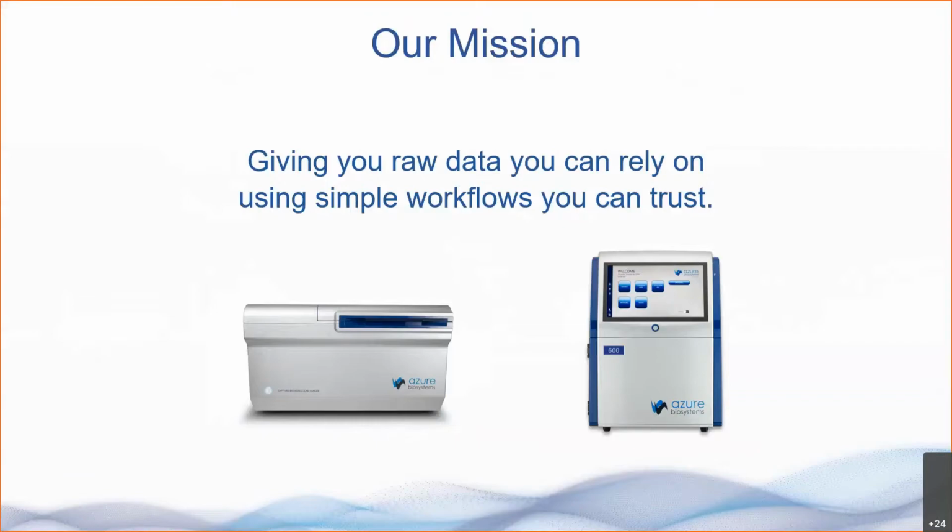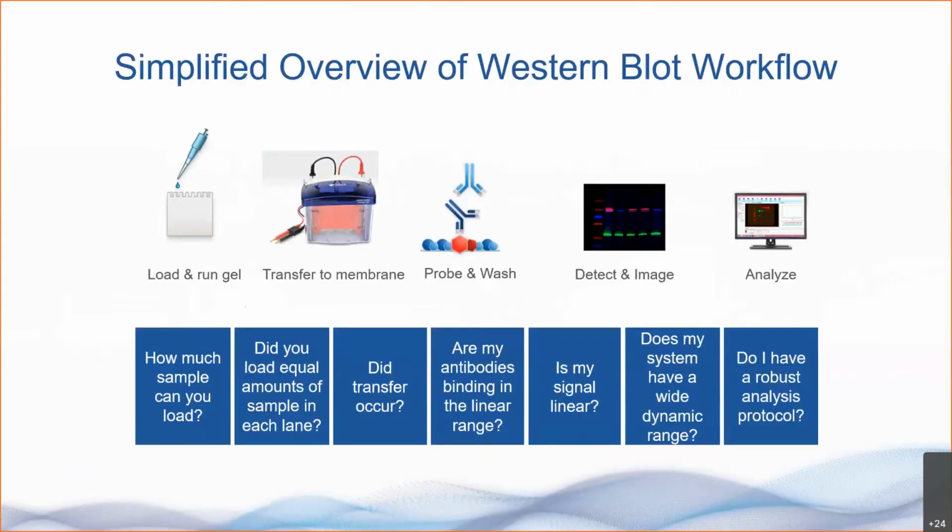Okay. Now, what we have is a very simple workflow, as you see here, for Western blotting. A lot of us have done it before. But in this workflow, a lot of error can be introduced. Like in the loading of the gel, how much do we actually load? Did we load equal amounts in each lane? Did our transfer occur? Did our transfer occur equally?